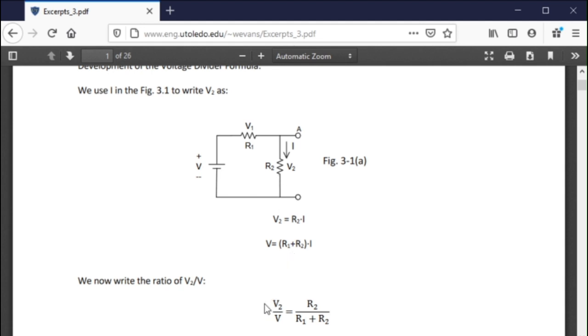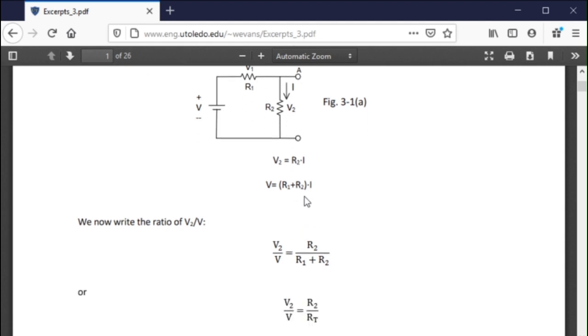So basically the voltage across the output here from the A to B terminals is the ratio of that resistance to the sum of the resistors. Basically we can say V2 is equal to V times R2 over R1 plus R2. So the bigger the R2, the bigger the resistance.